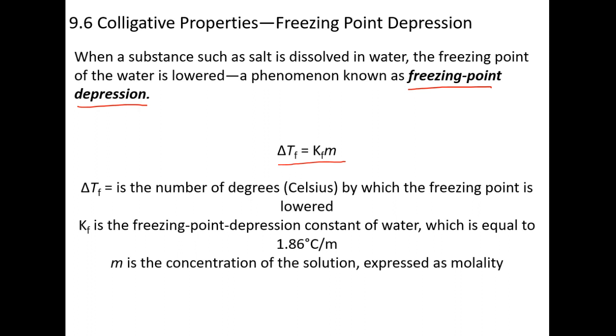Okay, so this equation, just to show you, is a change in your temperature. So it's the number of degrees by which the freezing point is lowered. So for mag chloride, 10 degrees, 20 degrees. All right, the Kf is a constant. It's the freezing point depression constant of water, which is 1.86. And then the m is the molality. So this is where the molality is used. So it's a certain concentration.